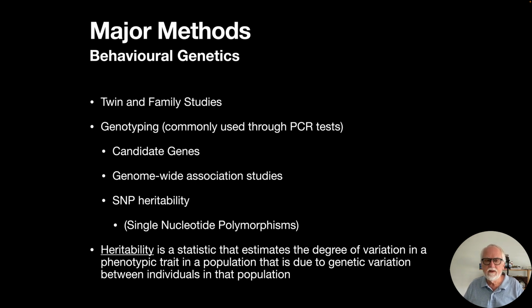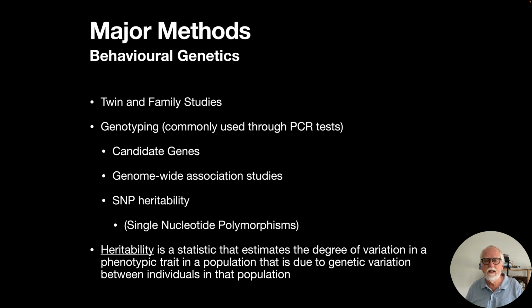Now, in all of these genotyping studies, and even in the twin and family studies, what they've been trying to do is establish what's called the heritability for a particular phenotype. So this is a statistic that estimates the degree of variation in that phenotype trait in a population that's due to genetic variation between the individuals in that population.